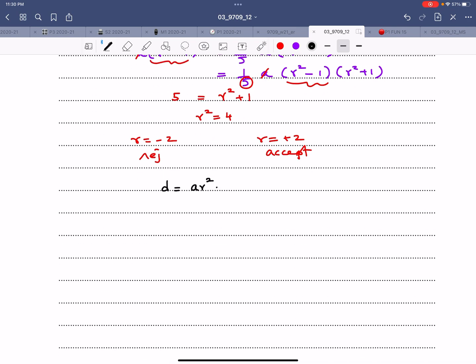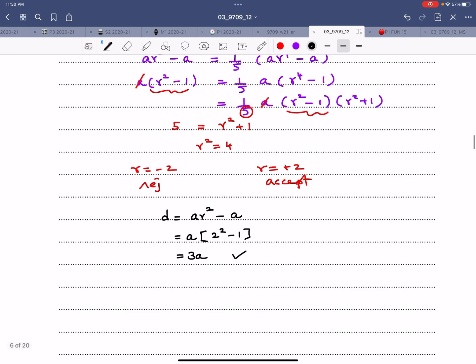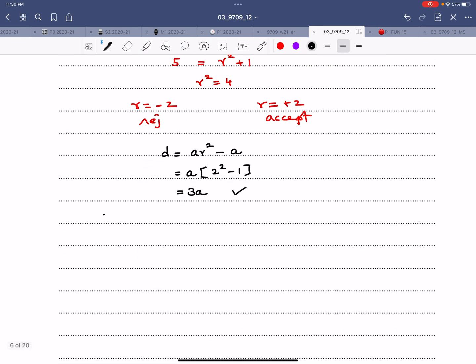Therefore, this is A(r² − 1). That comes out to be 3A. That is one thing that we get. And A is still A. So the sum of 20 terms is 20 divided by 2, times 2A plus (n − 1), that is 19, times d, where the value of d is 3A.